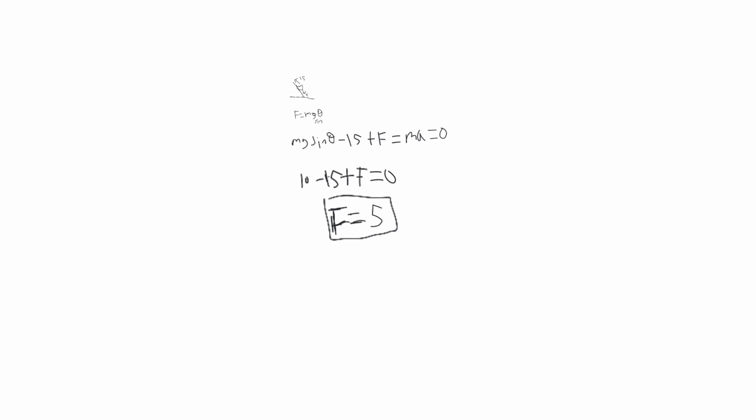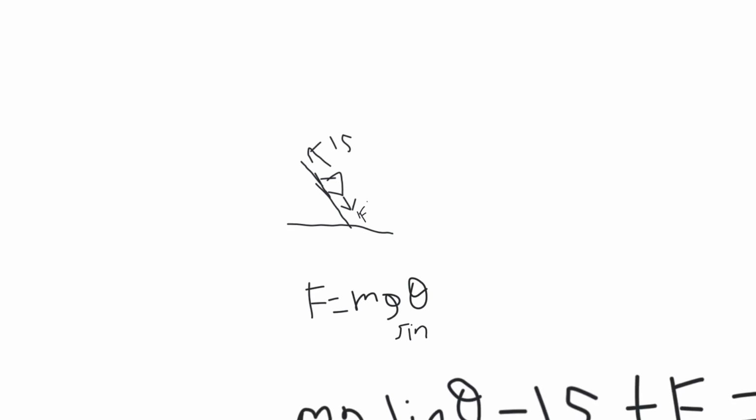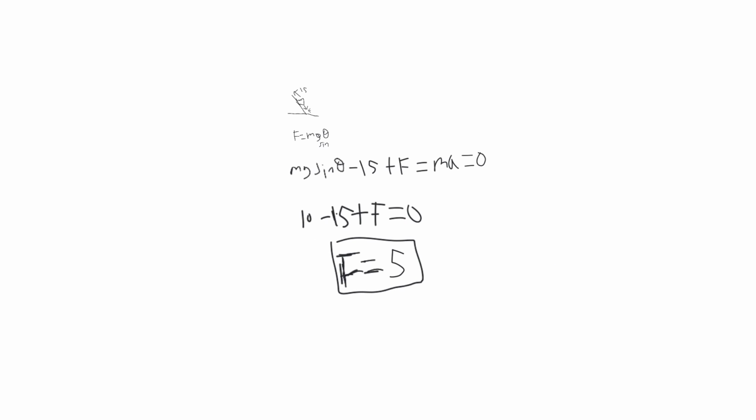Once you work it all out, you're going to get that the force is equal to 5, which makes sense, because if you see here, the 15 plus the 5 plus the 10, they should cancel out, so your acceleration is going to be 0. So that should work out. That's for part B.